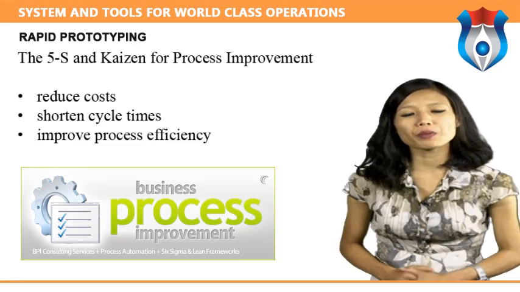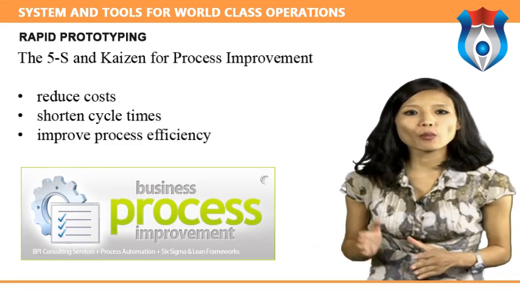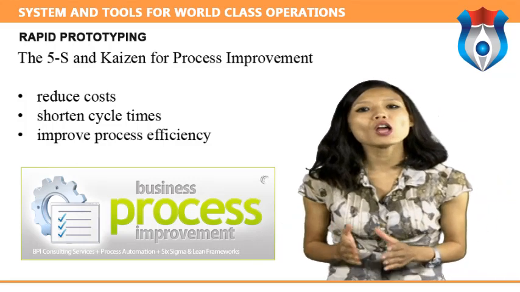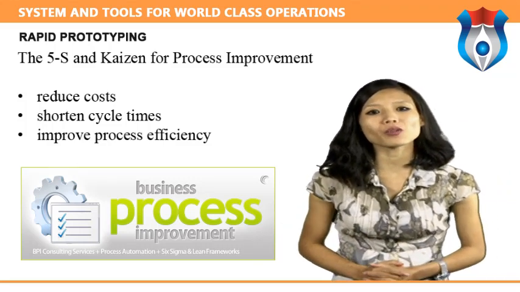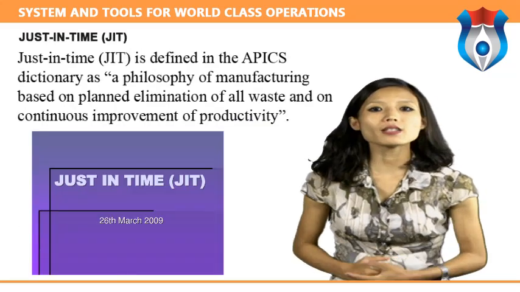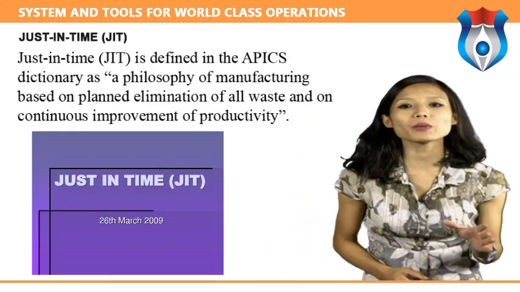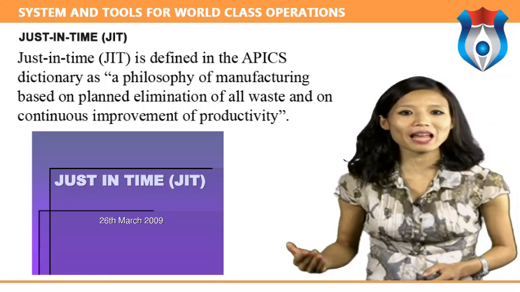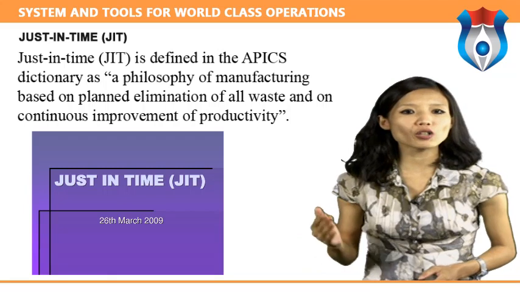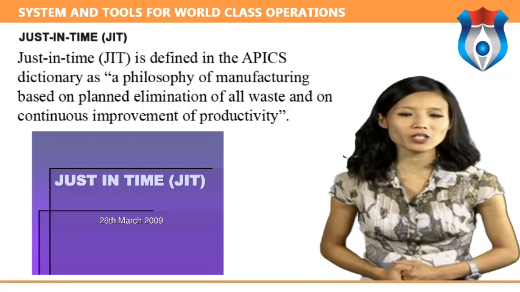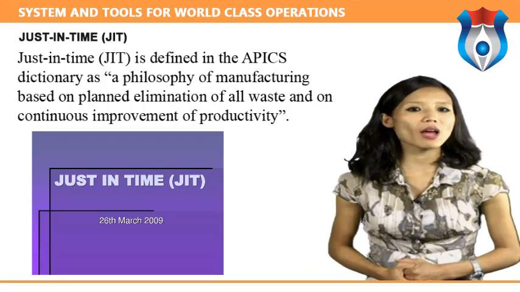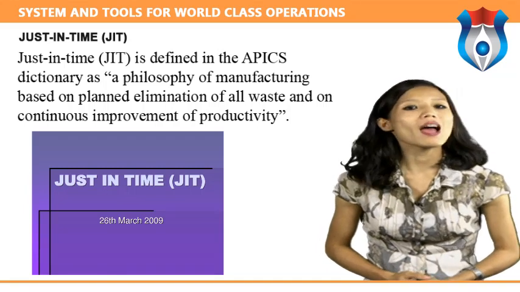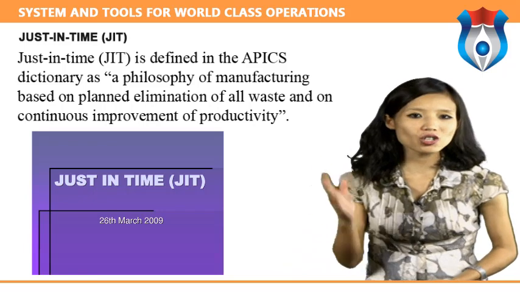Business process improvement, BPI, is an area where IT departments can contribute by helping organizations reduce costs, shorten cycle times, and improve process efficiency. Just-in-time, JIT, is defined in the APICS dictionary as a philosophy of manufacturing based on planned elimination of all waste and on continuous improvement of productivity. It also has been described as an approach with the objective of producing the right part in the right place at the right time, in other words, just in time.